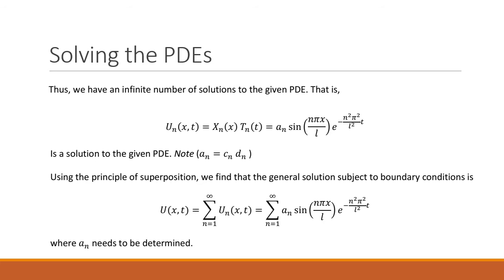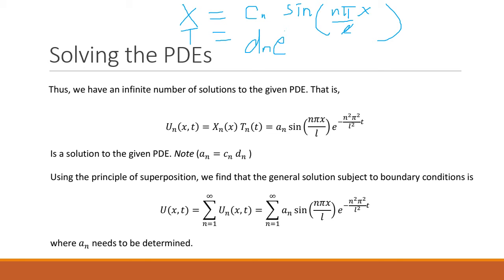Okay, thus we have an infinite number of solutions to the given DE. So once you have the solution for x, you also get the solution for T. Your solution for x is Cn sin(n pi x over L), and for T you get Dn exponent minus n square pi square over L square t. So you have the solution for both x and T.